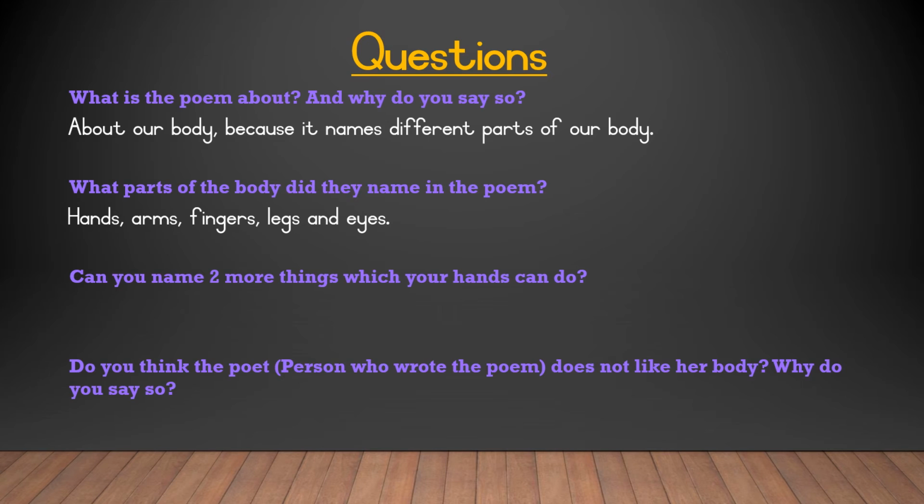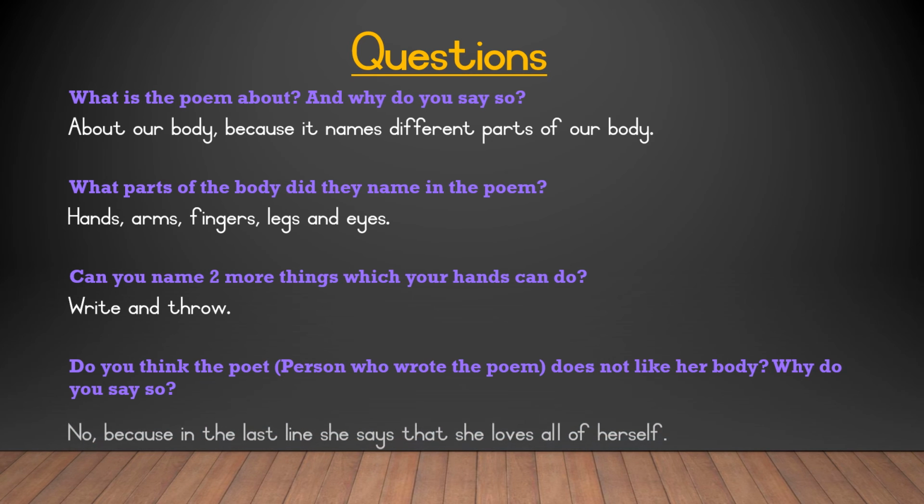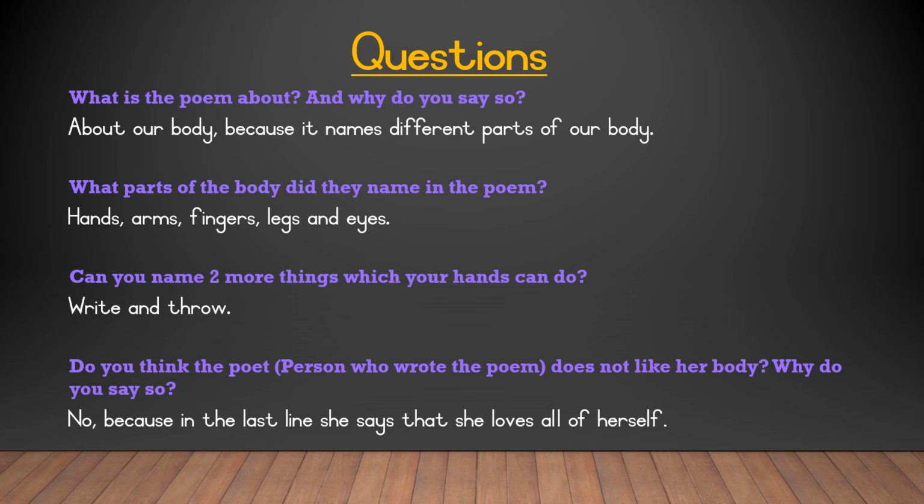Now at number 3, I'm only going to give you a possible answer because there's more than just the 2 answers. Question number 3 says, can you name 2 more things which your hands can do? Possible answers were write and throw. And the last question, do you think the poet, the person who wrote the poem, does not like her body, and why do you say so? No, she does like her body, because in the last line she says that she loves all of herself.